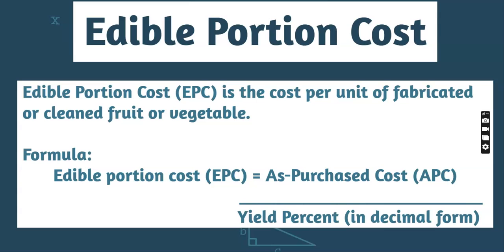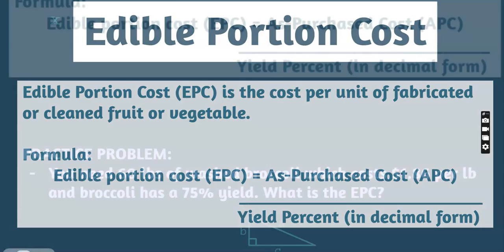So the formula for this is edible portion cost equals as purchased cost, also known as APC, divided by the yield percent in decimal format. Now, sometimes it doesn't necessarily give you the as purchased cost, so you might have to do some further math, but you'll see what I mean.